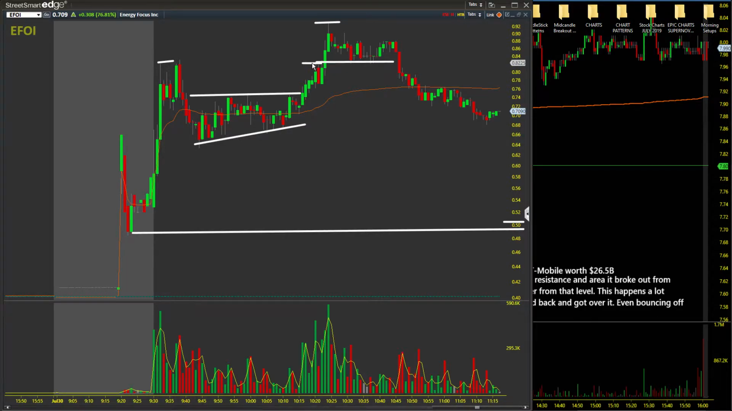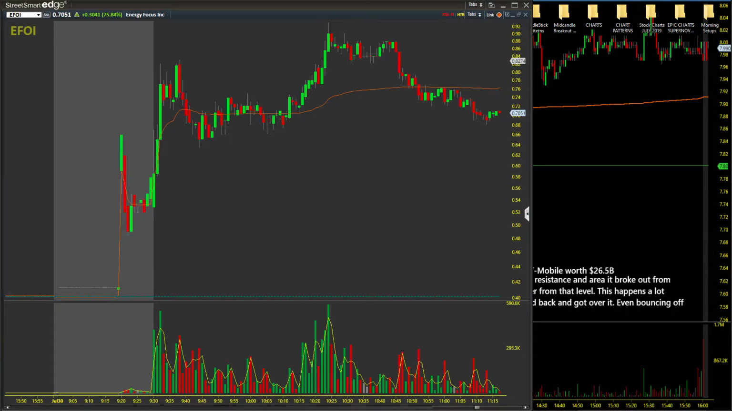Old resistance right here. And right here is now holding as support all right here. But it just failed, and back down it goes. But you also got to look at the daily chart.